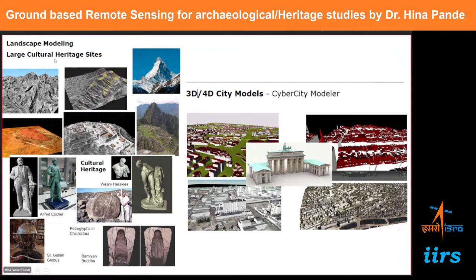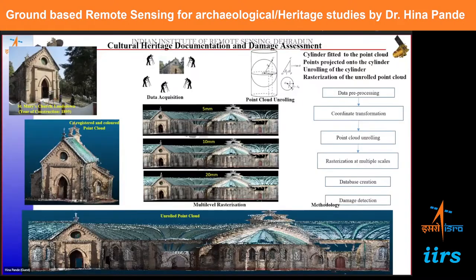So similarly, large scale cultural heritage sites can also be covered. This is the Machu Picchu site. Then small objects can also be covered. Petroglyphs can be covered, which are small, very light markings on rock surfaces, etc. And with the help of these, we can then create 3D or 4D city models. If we have a time component, we take multiple scans at different times, then we can monitor it over a period of time.